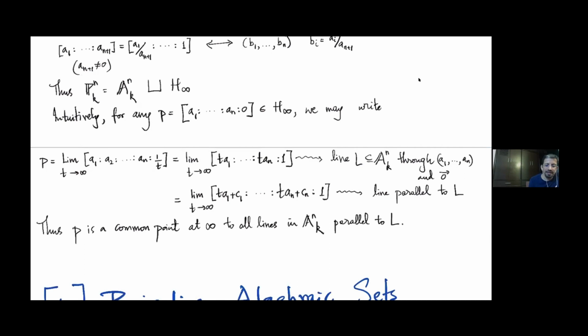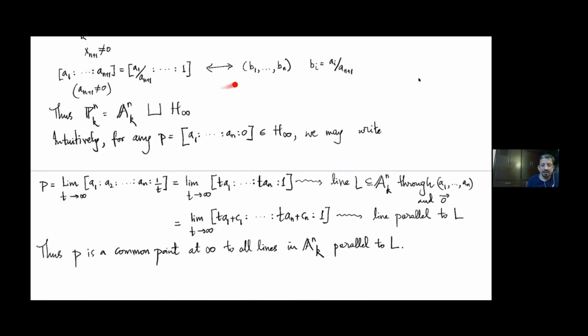So take a point in this so-called hyperplane at infinity. Take a1 to an with last coordinate 0. Then you can think of this as a limit of (a1, a2, ..., an : 1) as t goes to infinity, which is (a1/t, ..., an/t : 1). Since you are in projective space and taking simultaneous ratios of all the coordinates, you can simply multiply by any common scalar. So you multiply them by t, and you get this. And that's what I had done here.